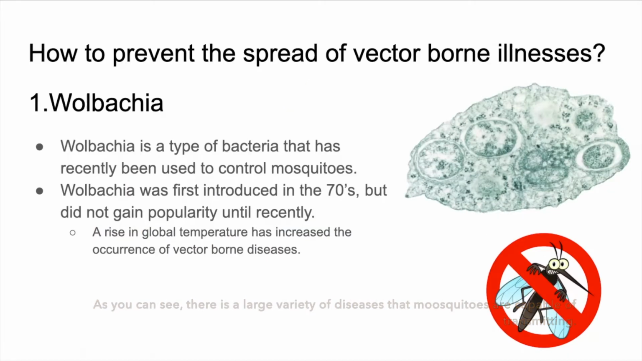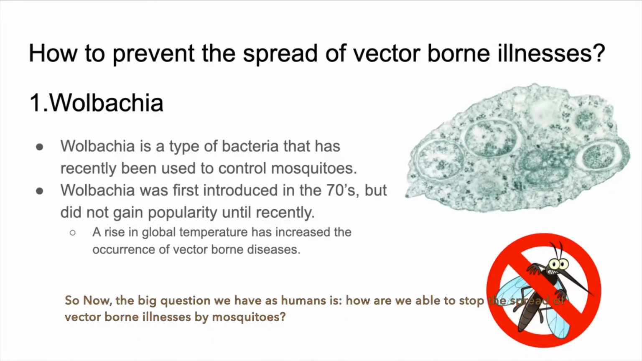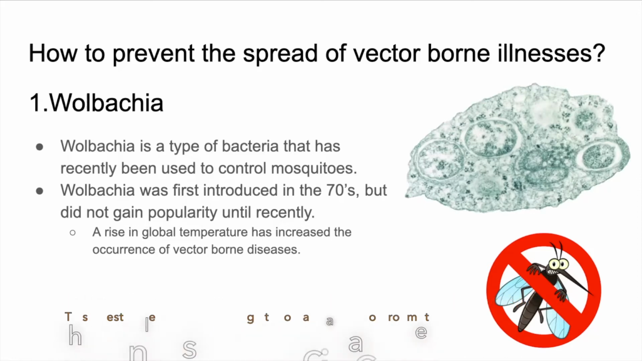Okay, thank you, Clover. So now the big question we have as humans is how are we able to stop the spread of vector-borne illnesses by mosquitoes? This question has led us to look at Wolbachia as a control method.